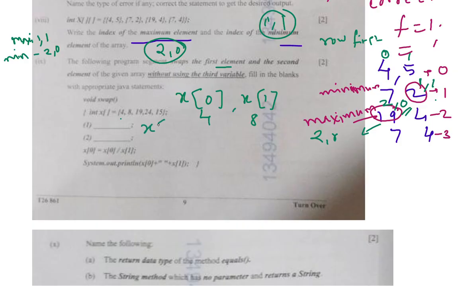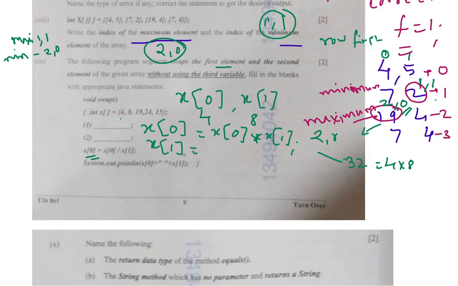So here first I will just explain. First I will do x of 0 is equal to x of 0 multiplied by x of 1. This ideally you should know how it is done. So for example, x of 0 is 4 into 8, so now my x of 0 becomes 32, which is 4 into 8. Now x of 0 is already given. Now I need to find x of 1. What value do I need in x of 1? It should be 4, correct?